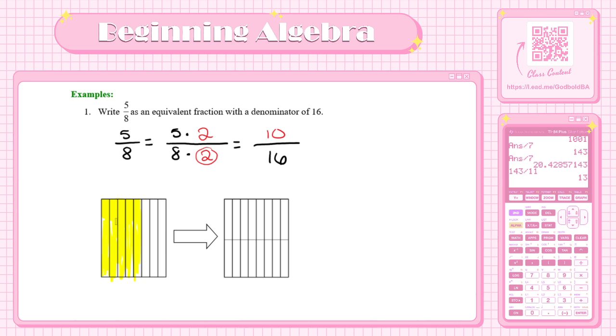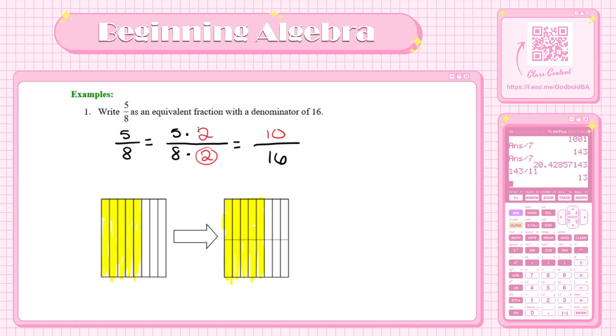Okay, so that was 5 of these things called 8s. So these long strips were called 8s. Well, now these little bars here are called 16ths. So to highlight the same amount of area, I need to do 2 of these.